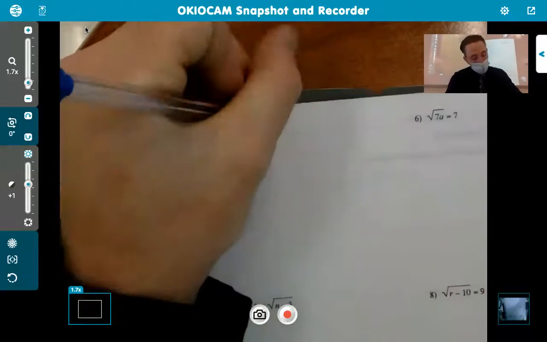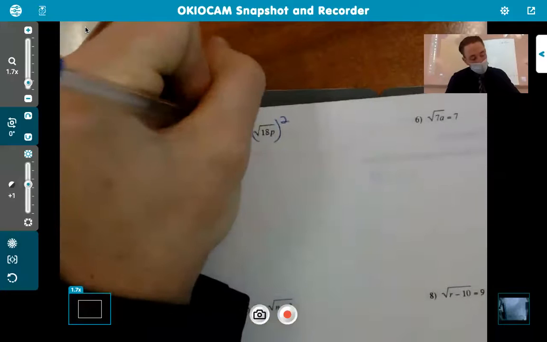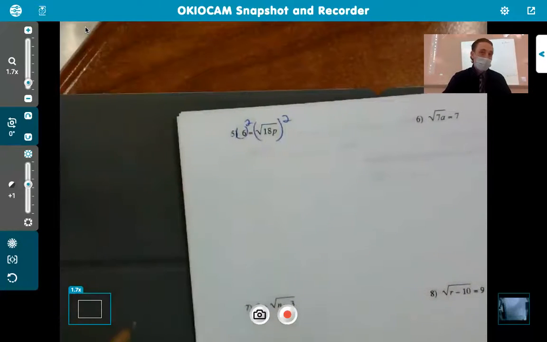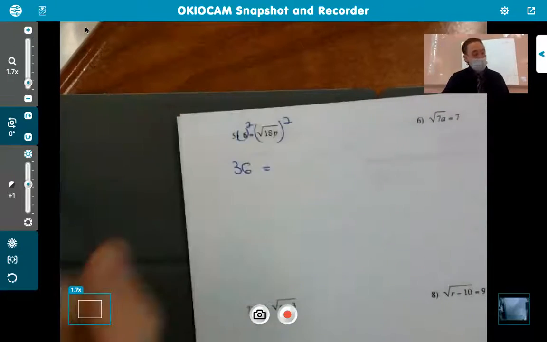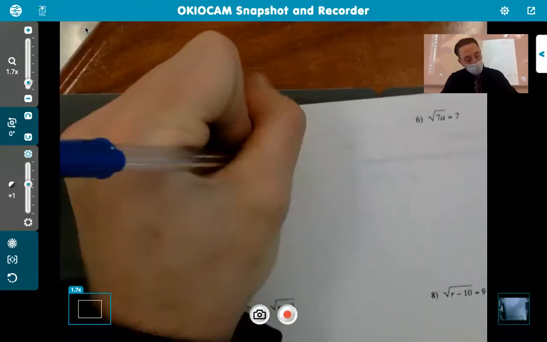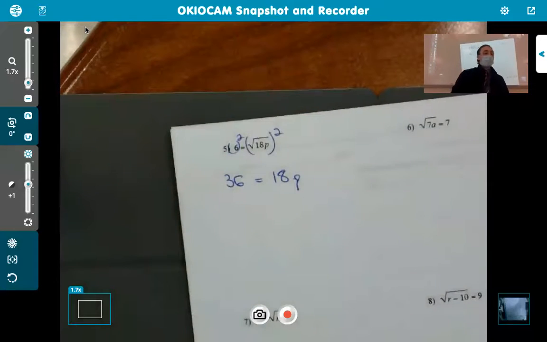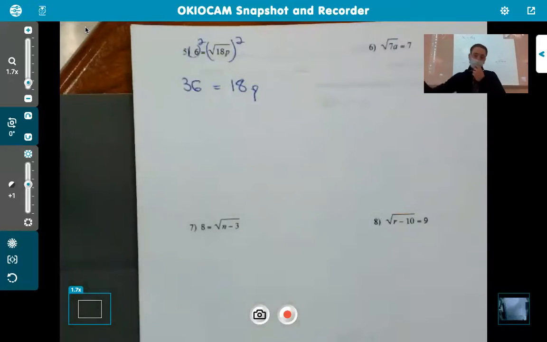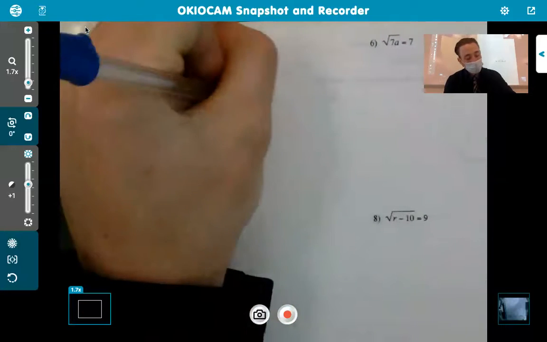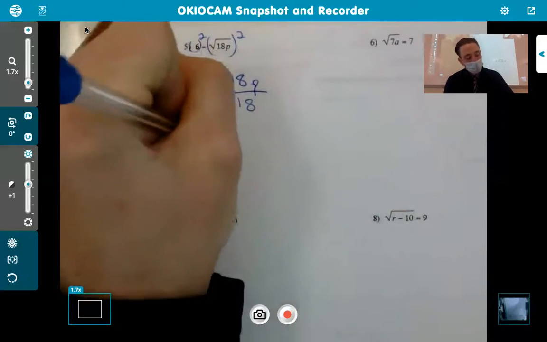Square. And what's going to be the answer on the left? So what's 6 squared? 36. What's left over on the right-hand side? 18p. And now instead of just having my variable by itself, I have a one-step equation here. To get p by itself, I have to do what on both sides? Divide by 18. And I get p is equal to 2.